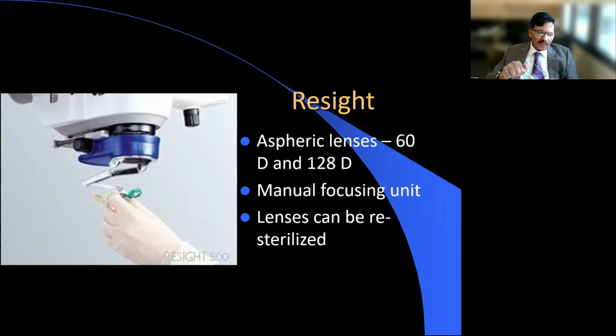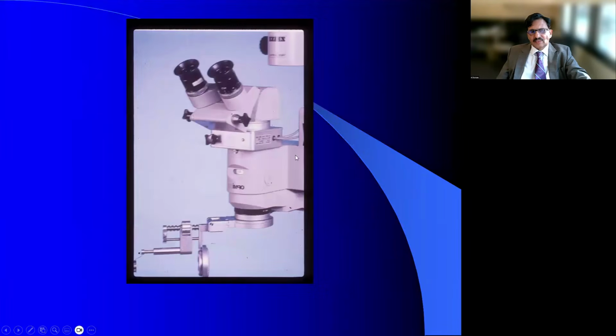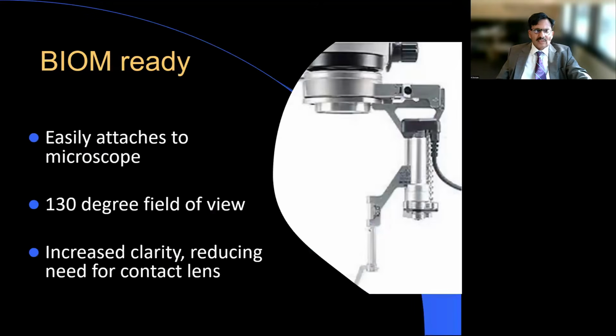And if you do a large number of cases in a given day, this becomes an important limitation. And this is the biome system, something similar to the resight system. As you can see, this is an attachment here, and the steel screw would allow you to focus back and forth, and the lenses are sterilizable since it's all steel, with an autoclave. This used to be popular until the resight system came, but it is available in a lot of places.